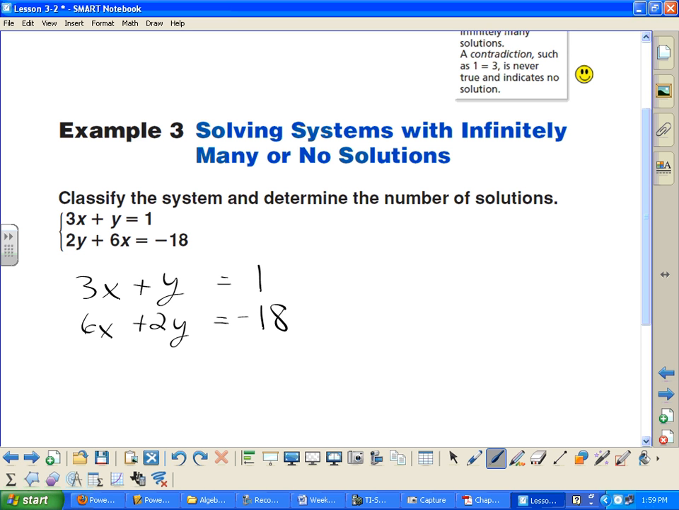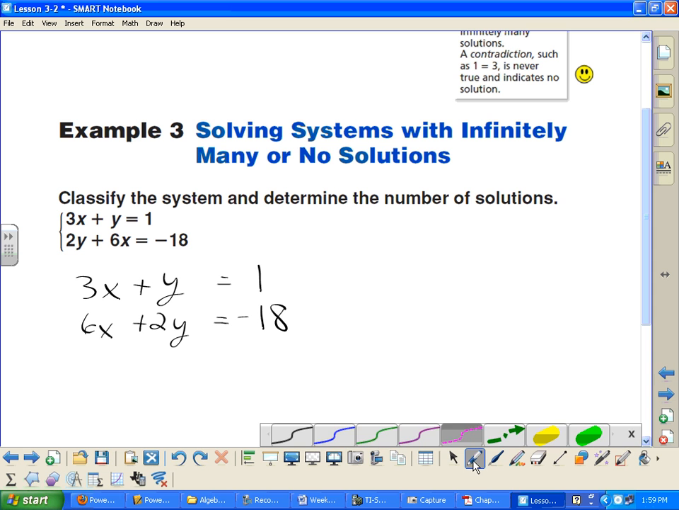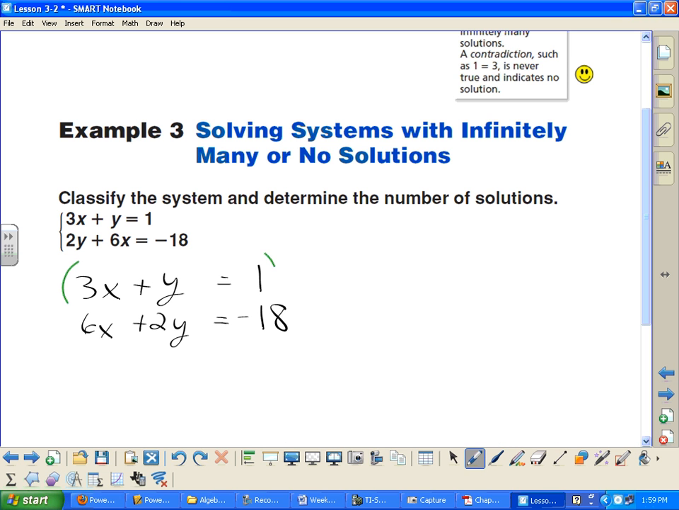So that means that I'm going to multiply the first equation by -2, so that I have -2y here to go with my positive 2y. So I'll multiply this one by -2. So we've got -6x minus 2y equals -2. And 6x plus 2y equals -18.